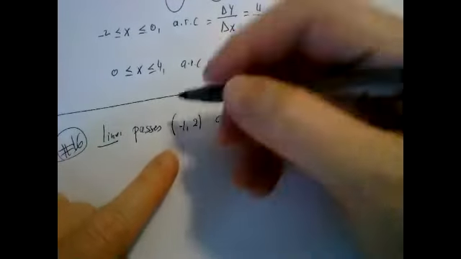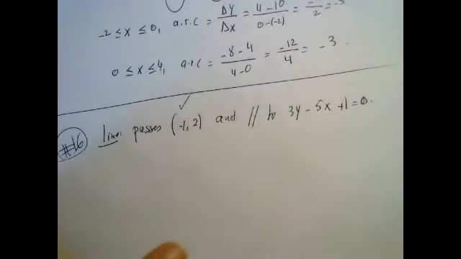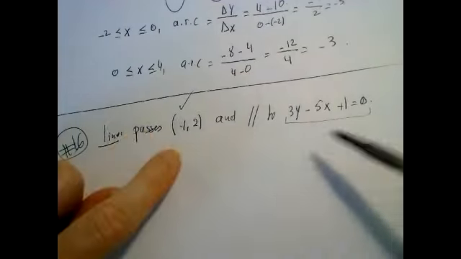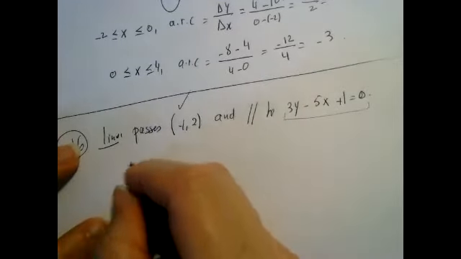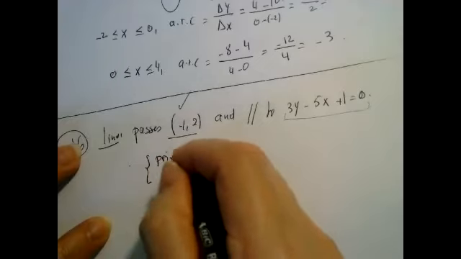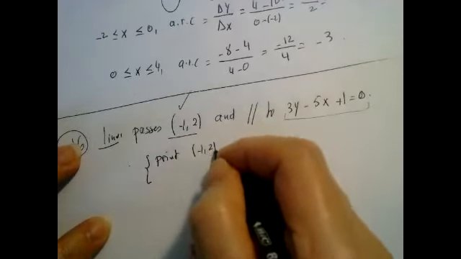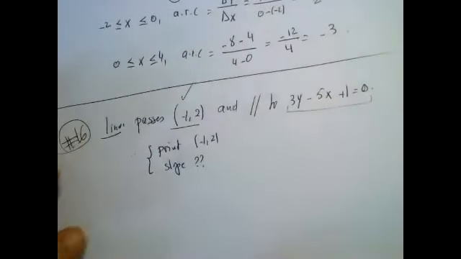Okay, so I have a line, I have a point, and I know that it's parallel to that line. I need to find the equation. To find the equation, we need a point and we need the slope. If I have the point and the slope, then I have the line. So I have the point, and the question is, what's the slope?